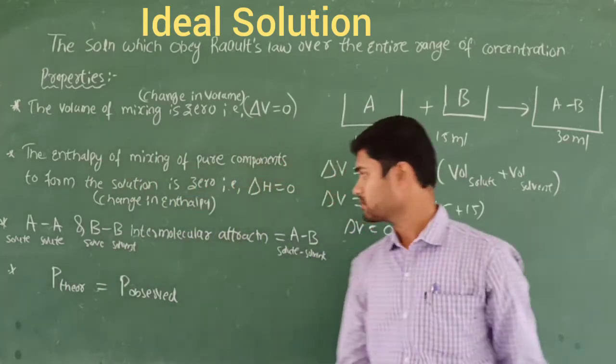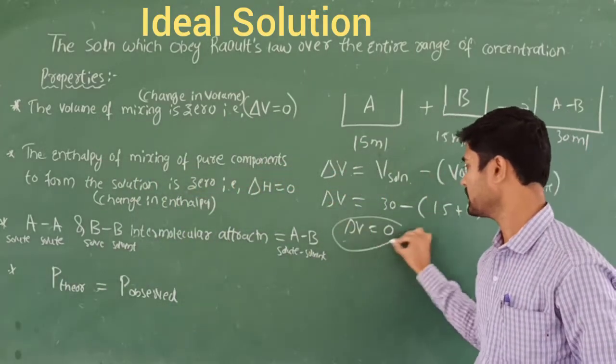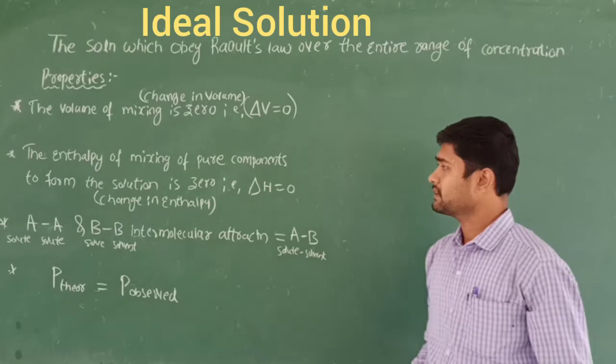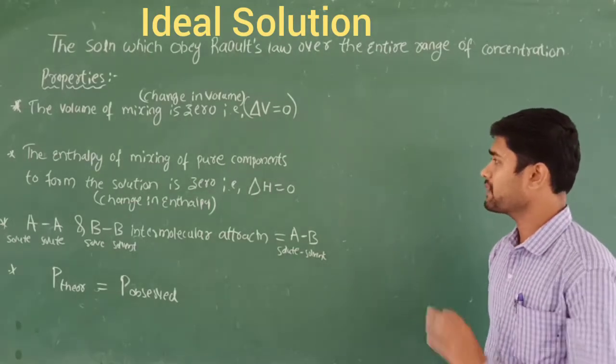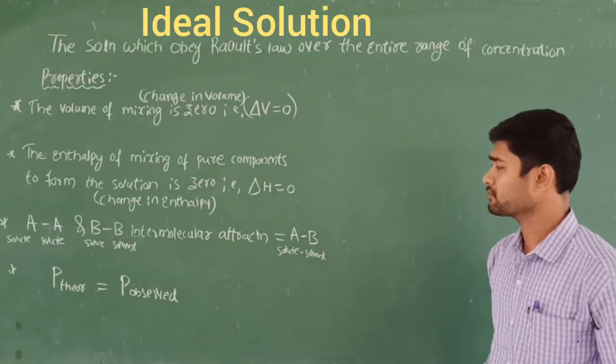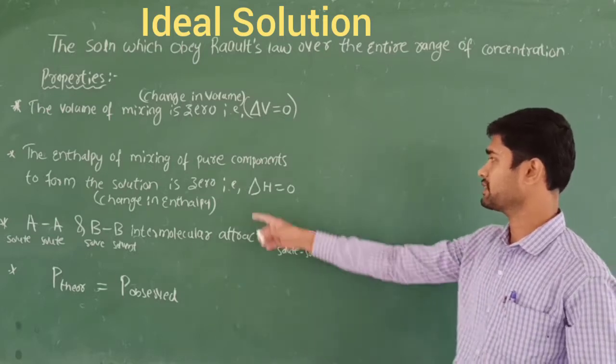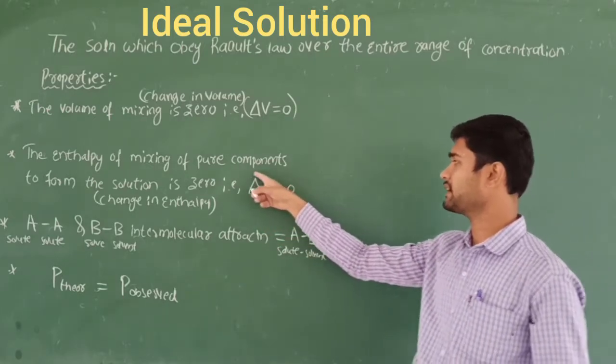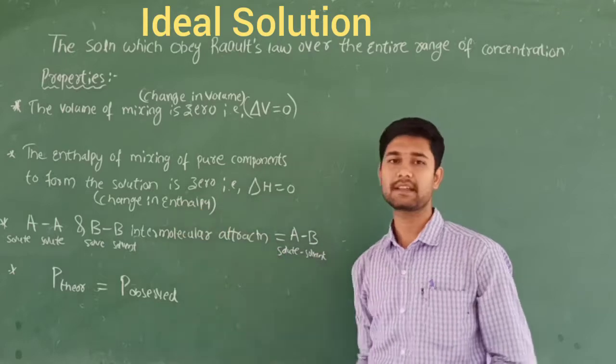So those are the solutions which obey this rule. Now let's take the second property, which tells that the enthalpy of mixing of the pure components to form the solution must be equal to 0. That is, delta H is equal to 0. What is this delta H? Delta H is nothing but the change in enthalpy.